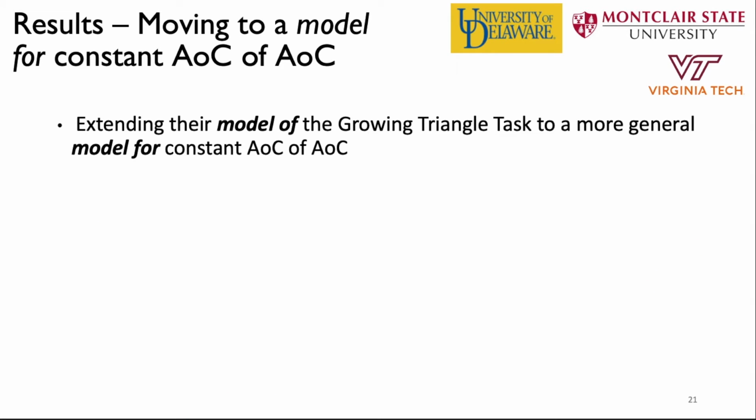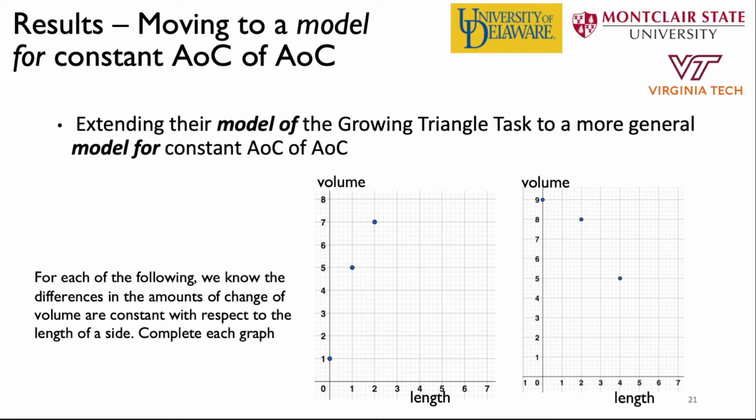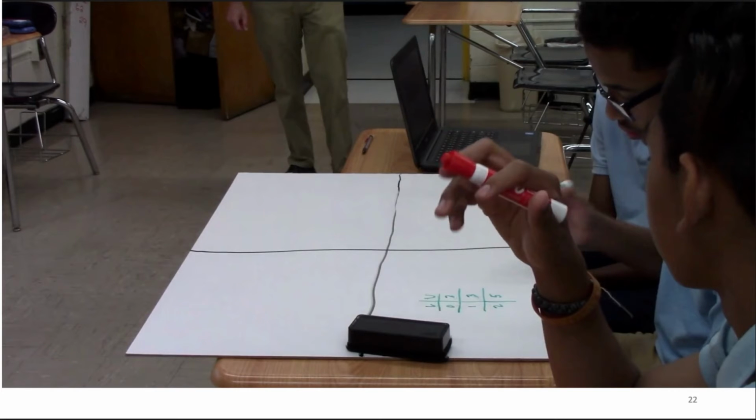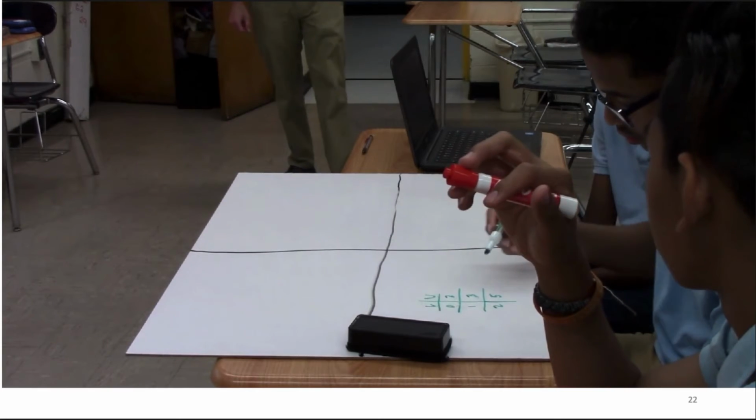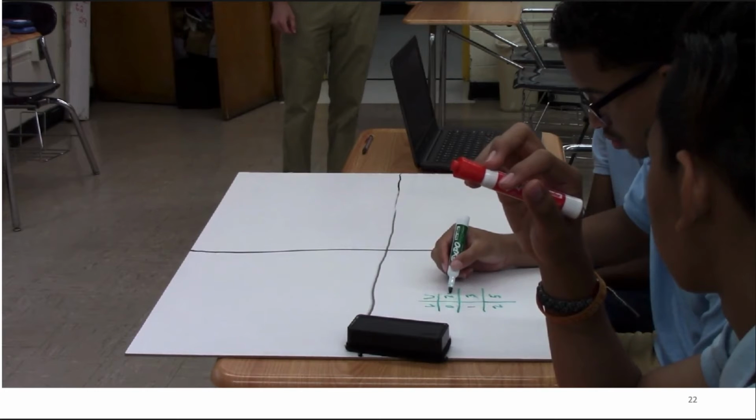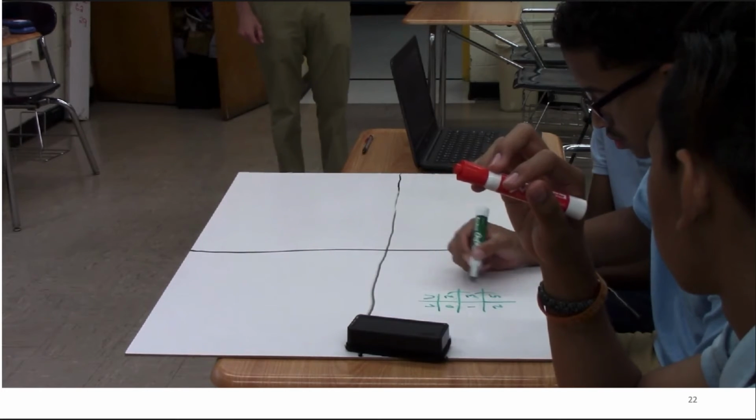Extending their model of the growing triangle task to a more general model for constant amounts of change, we provide students with a new task, asking students to find new points along the table, knowing that there are constant second differences within the situation presented. The following conversation ensued. The difference between the plus 1 and plus 2 is plus 1. That's constant.